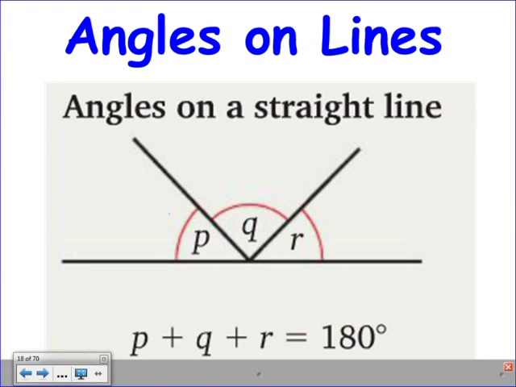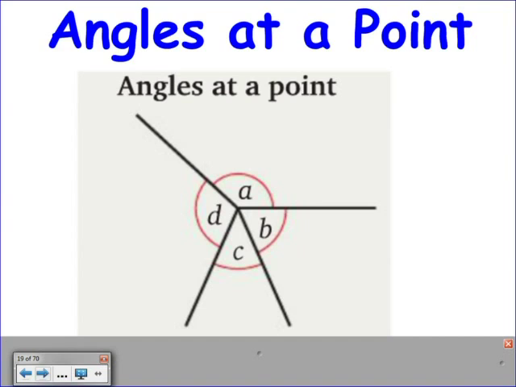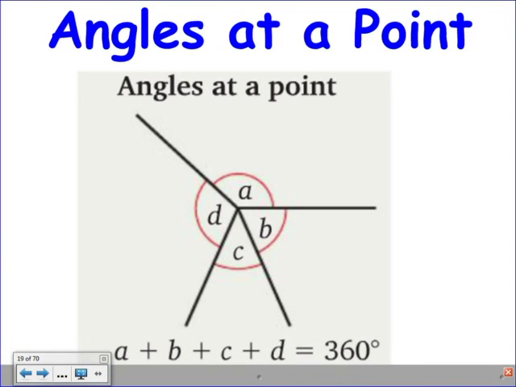Okay. Let's look at angles at a point. We've already done angles at a point because we've done pie charts. So all of these angles around a point coming in from different directions have to add up to 360 degrees because they're a circle, aren't they? So that's all this one's saying. That when you have angles around a point, they add up to 360 degrees. Essentially, it's a pie chart.